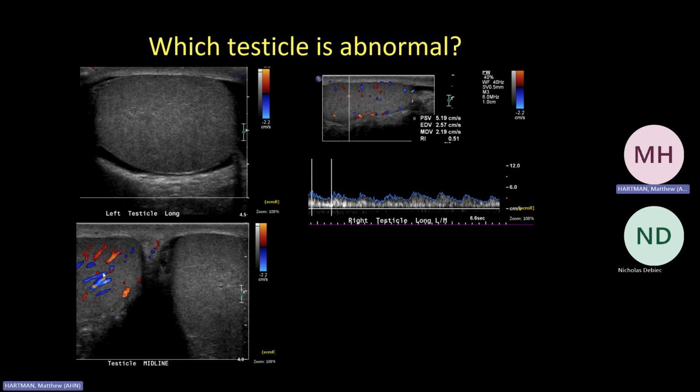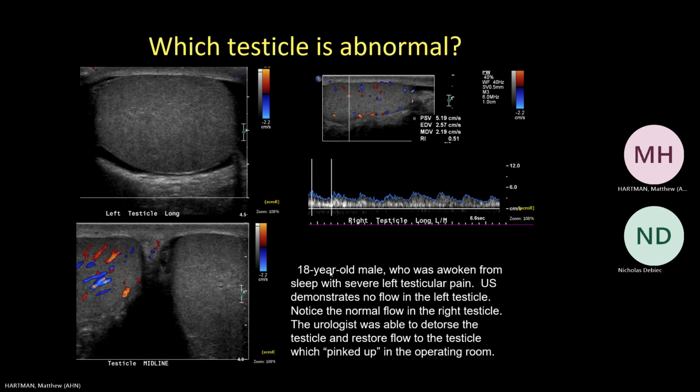So this is normal blood flow to the right testis. This is no blood flow to the left testicle. This is a torsion that they were able to detorse in the OR, pinked up, and salvage the testicle. So again, making a quick, accurate diagnosis is very important.